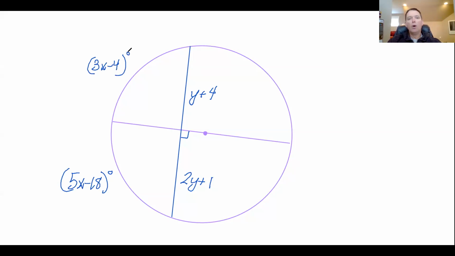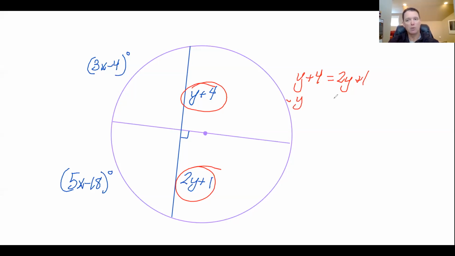So what this is getting at is probably not a huge surprise here. These two have to be equal. The diameter that's perpendicular to a chord has bisected the chord. So y plus 4 is going to equal 2y plus 1. Remember how to do this? Subtract y. So we get 4 equals y plus 1. You can probably figure out that y is 3, but we'll take away 1, 3.